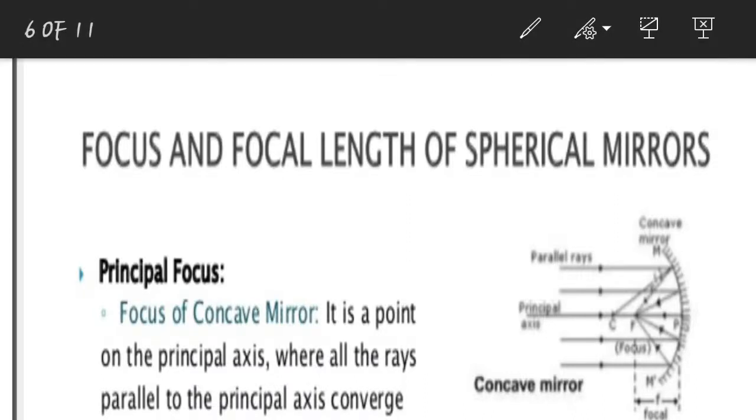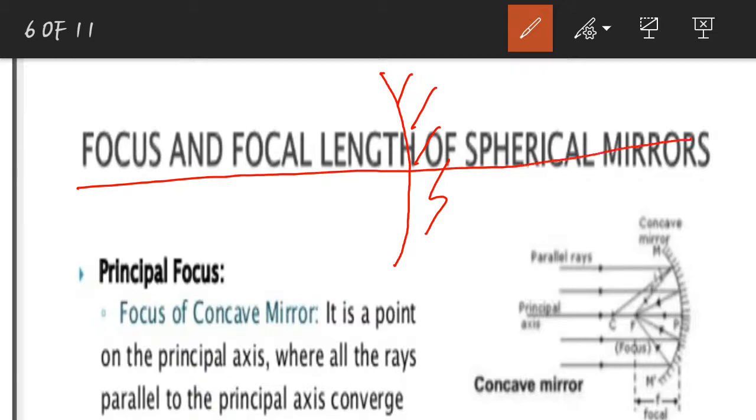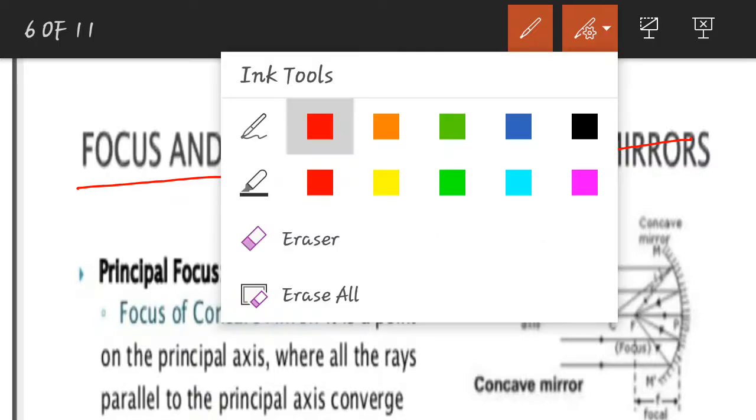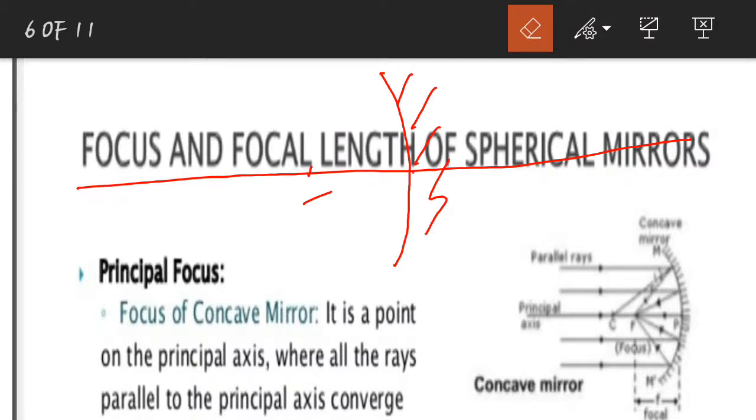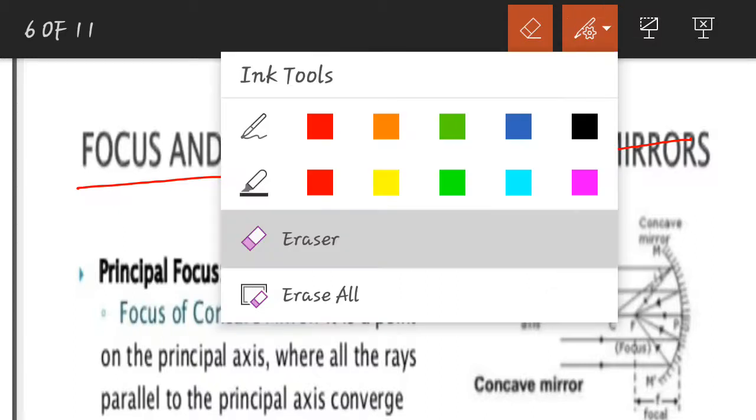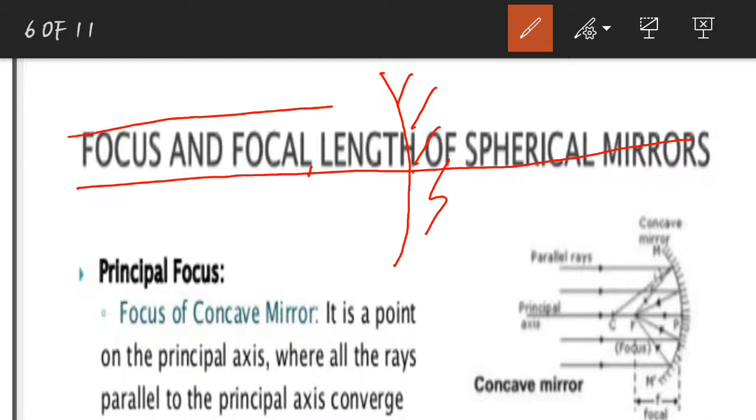Like we can see here, if we are drawing a concave mirror like this, and a line parallel to the principal axis, this is going to be the pole. Now a parallel line passing through the center is going to reflect like this.